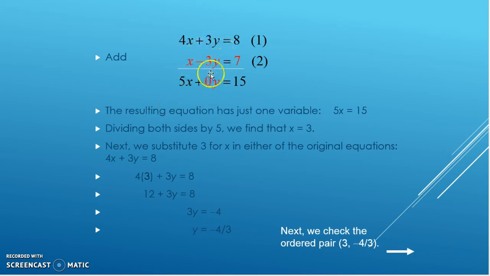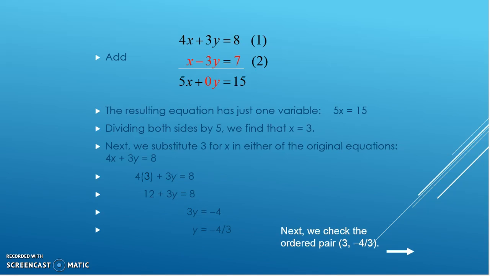Notice that when you combine, the y's go away and you're left with just 5x. And then 8 plus 7 is 15. So now we can easily solve for x. Once we know x, we plug that value back in for y, or for x, and solve for y, and then we have an ordered pair. Of course, we always want to check it, and so they go through the checking steps as well.